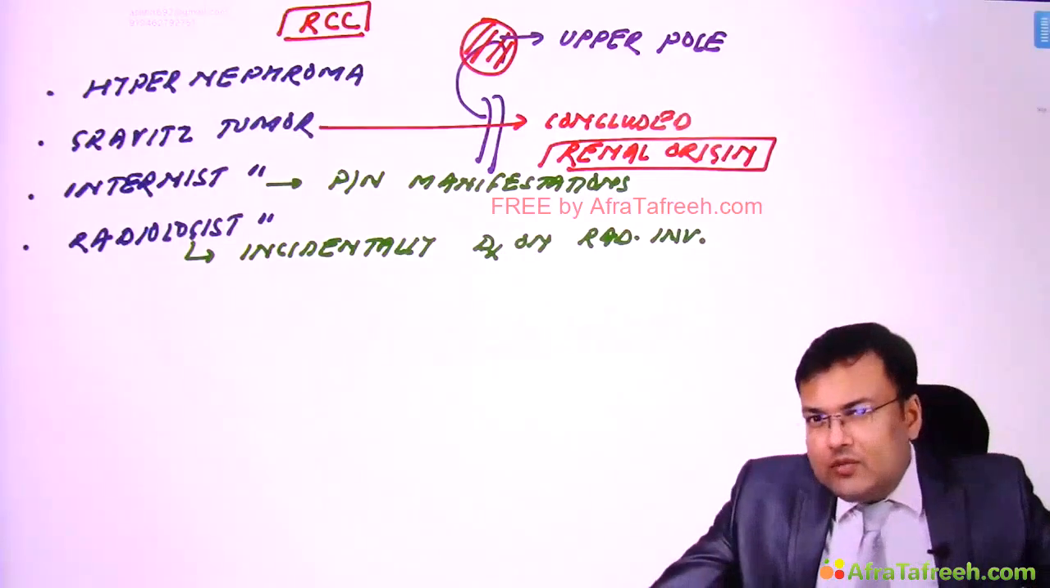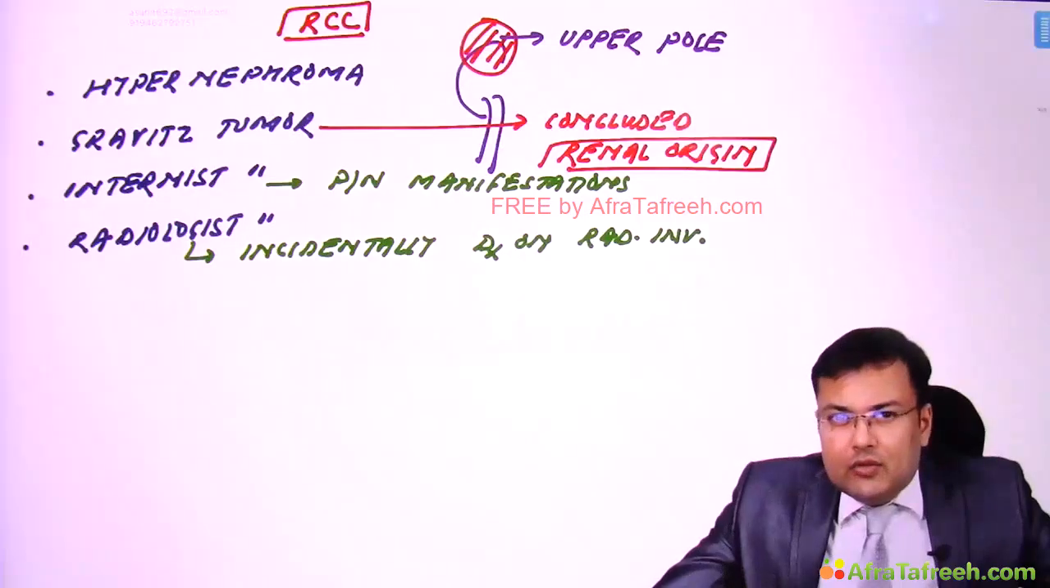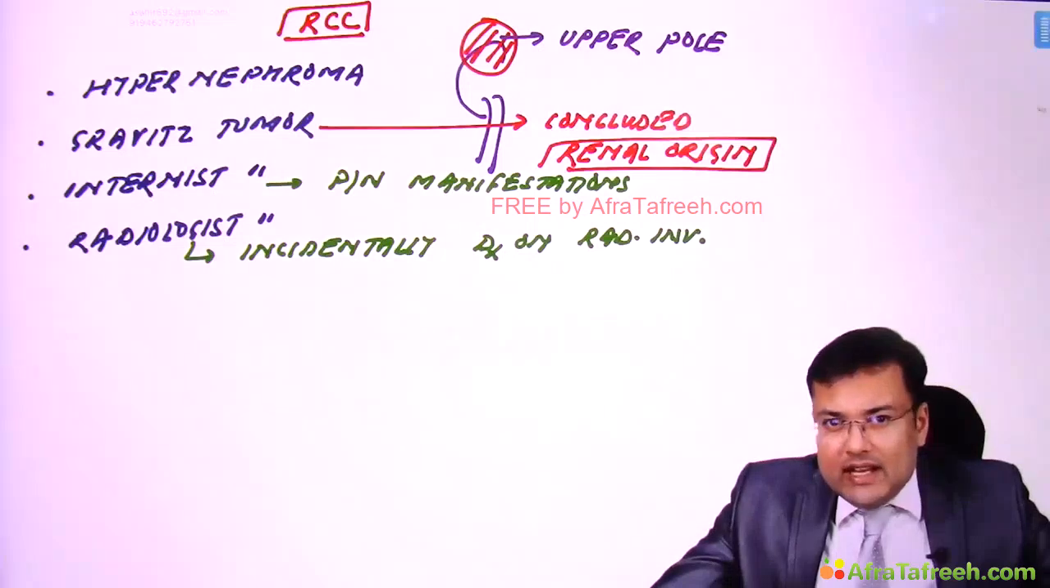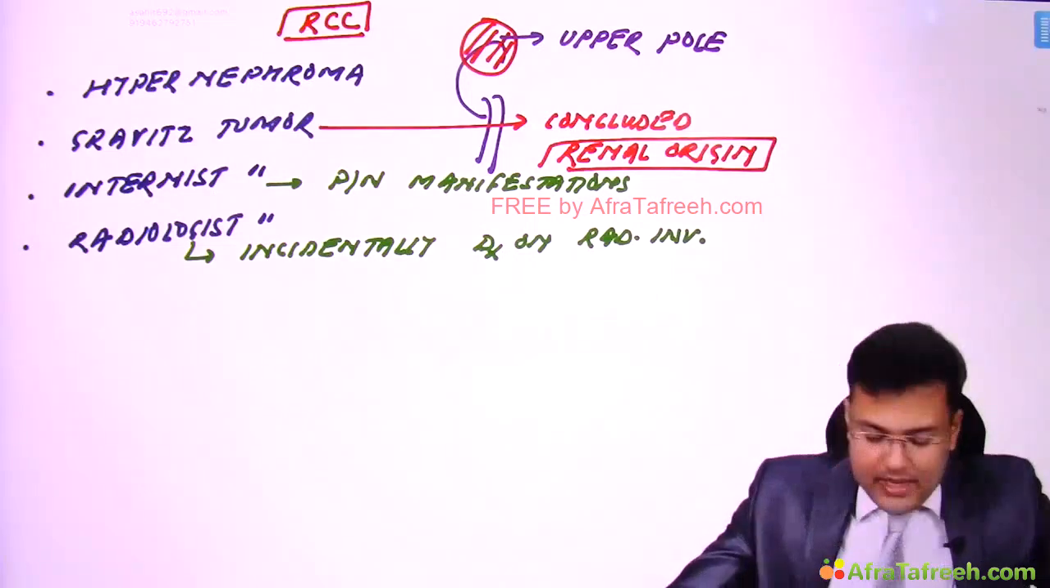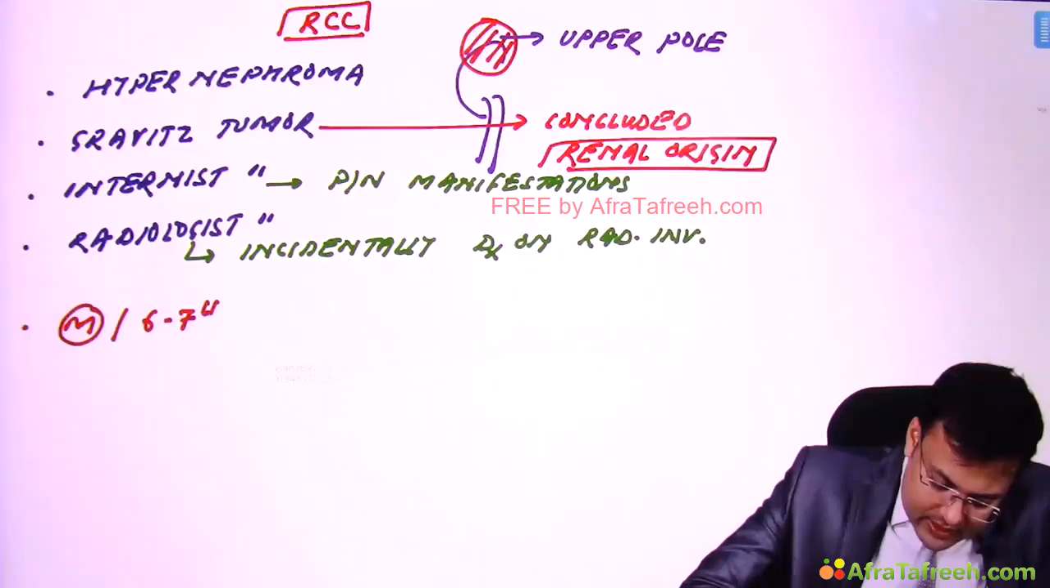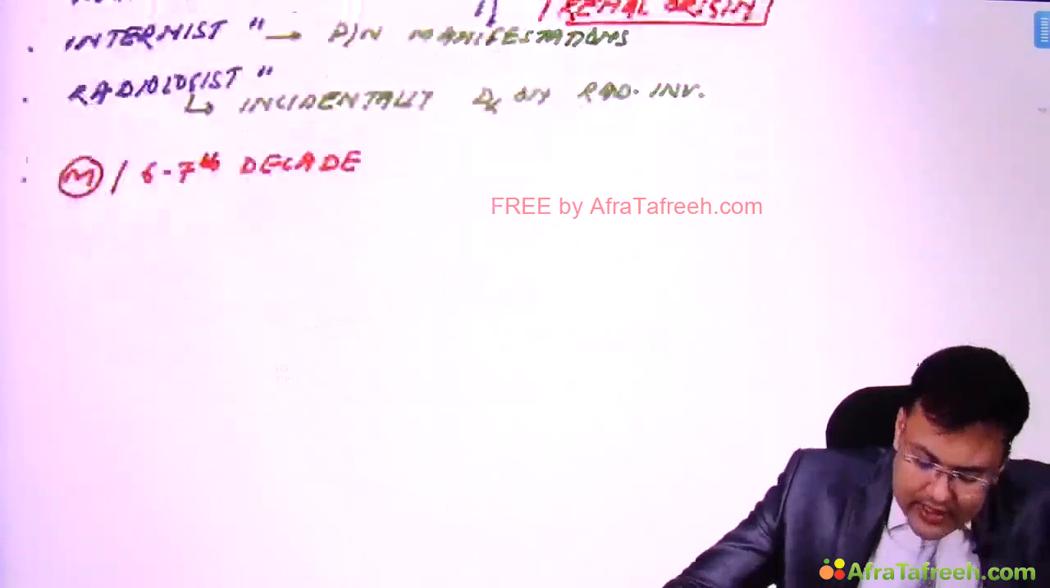So question, what is the most common malignancy of kidney? The most common malignancy of kidney is RCC, and generally it is seen in which decade? 6th to 7th decade. Is it more common in males or females? Males. So important points: more common in males, generally seen in 6th to 7th decade, and this is the most common malignancy of kidney.